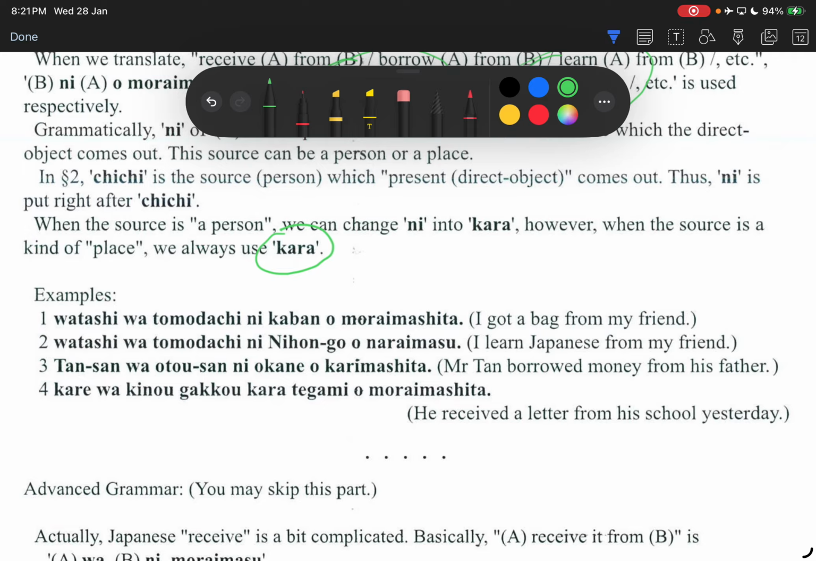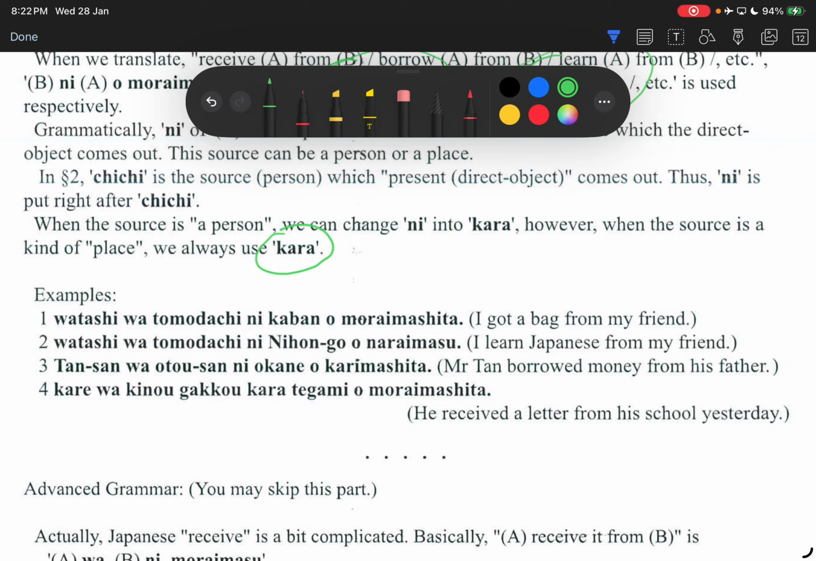Okay. Next, we have number 3. タンさんはお父さんにお金を借りました。So 借りました simply means borrow, right? So borrow from. So borrow from who? お父さん, right? Because in this case, it's like もらいます, right? 借りました means borrow from. So we must have a source. So in this case, our source is お父さん。So instead of saying お父さんに, we can actually say お父さんから。So same thing. So タンさんはお父さんからお金を借りました。So borrow money from father.